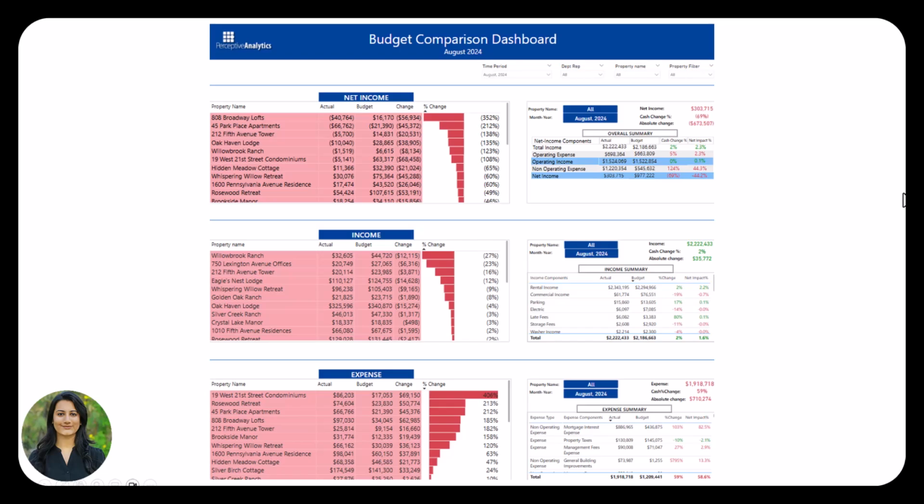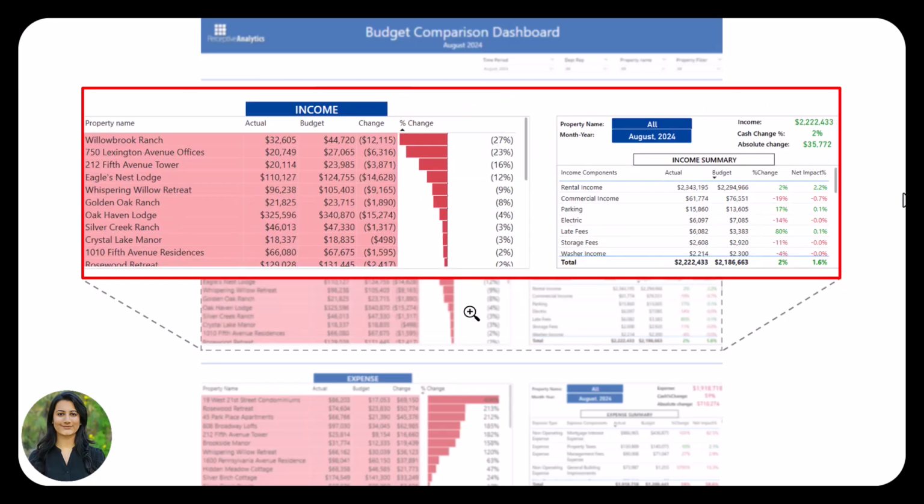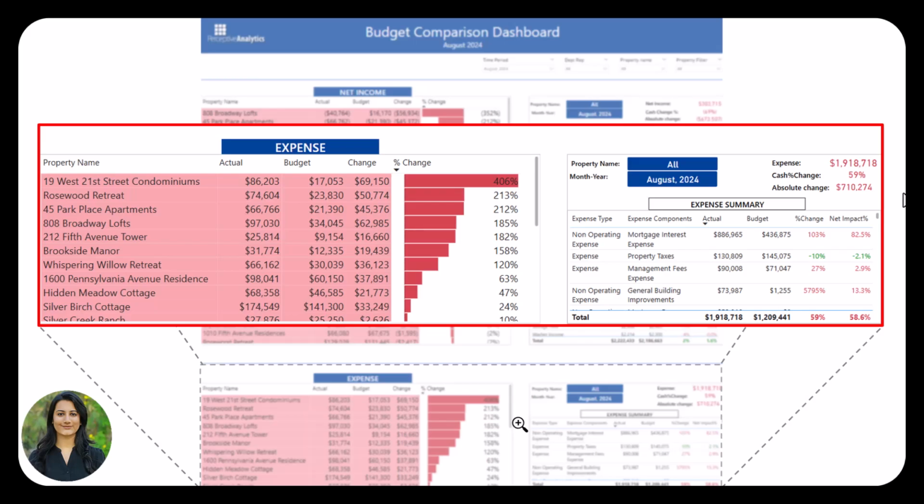Let's start by understanding how this dashboard is structured. It's divided into three parts: net income, income, and expenses. Net income is the final profit calculated as income minus expenses. Income is the actual revenue brought in by each property. And in the next section, we can see how much each property spent compared to its budget.